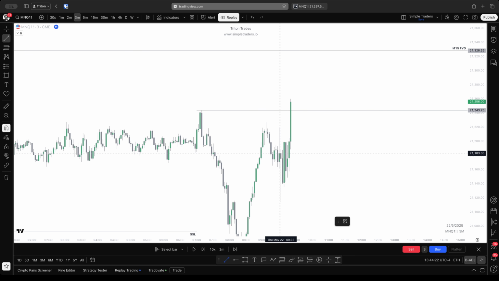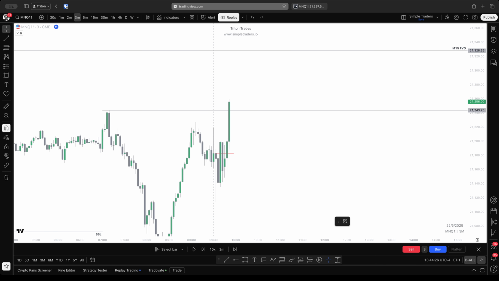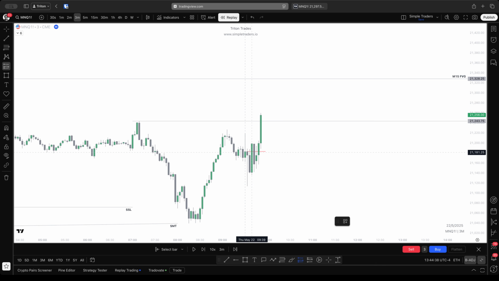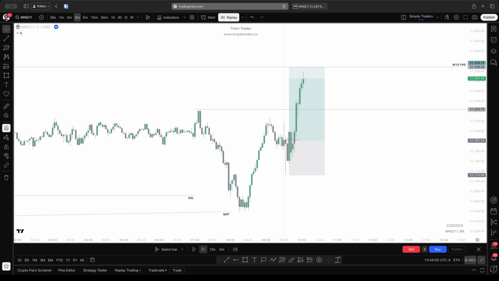And over here we can see we actually had a CISD right over there. And over here, after price forms the CISD, we can go long, stop loss below the swing low, and take profit at the 15-minute fair value gap. So just like that, you can see, boom, price hits the take profit, easy 2.15 risk to reward.